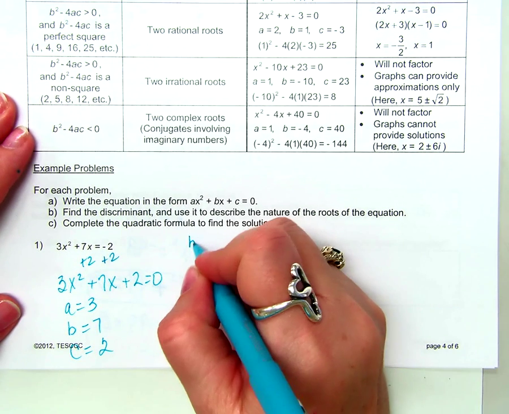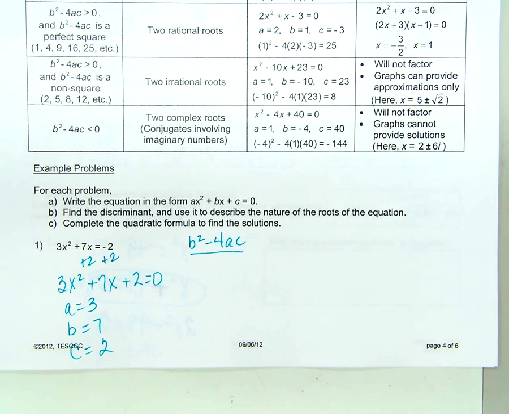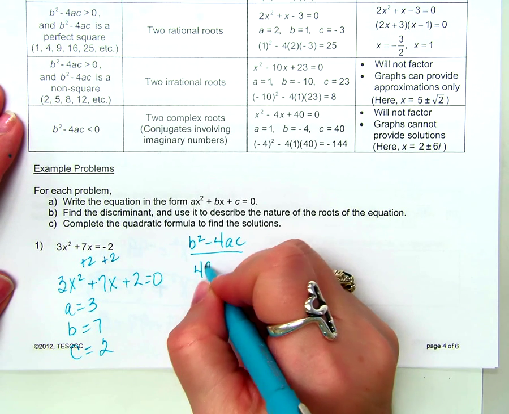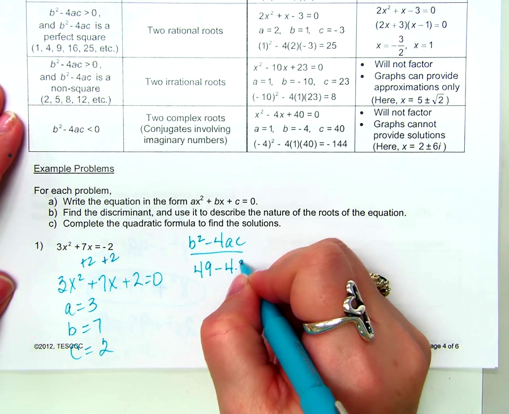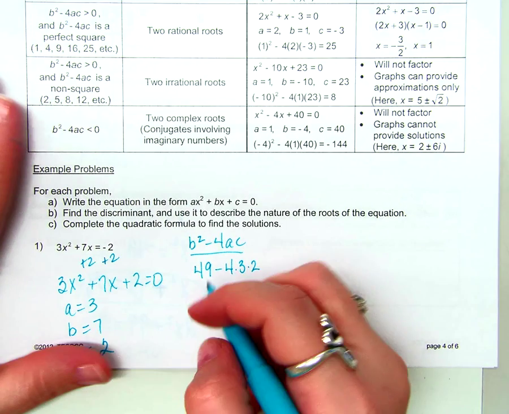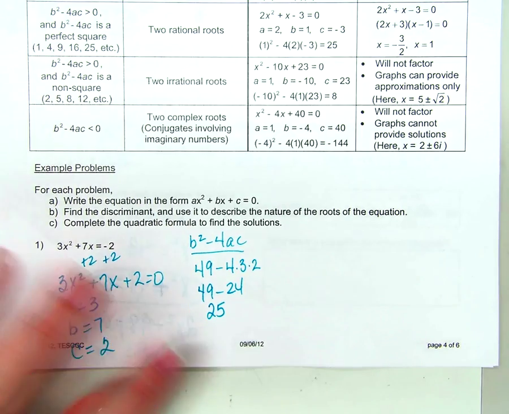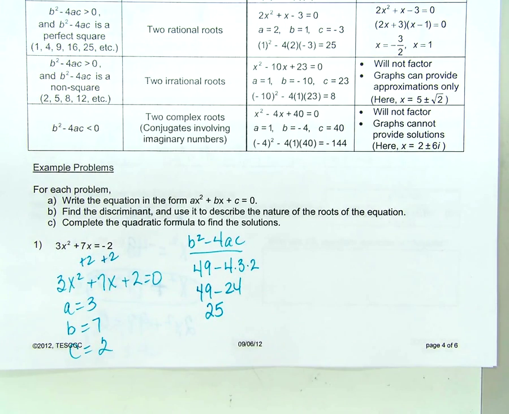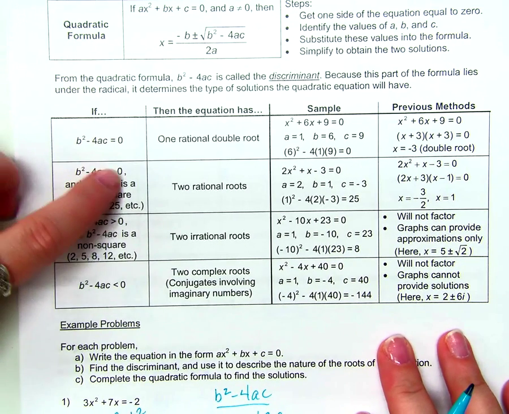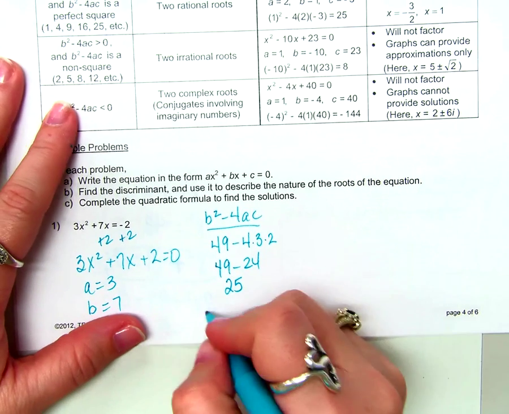So finding my discriminant, b squared minus 4ac. Well, what's b squared? 49 minus 4 times 3 times 2. What is 4 times 3 times 2? 24. What is 49 minus 24? So tell me what you know about the number 25. It is greater than 0 and a perfect square, so I will have 2 rational roots.